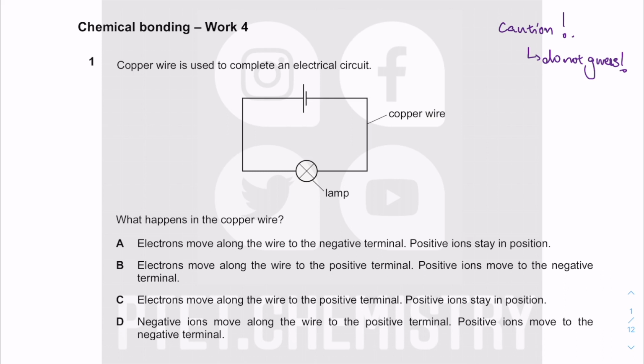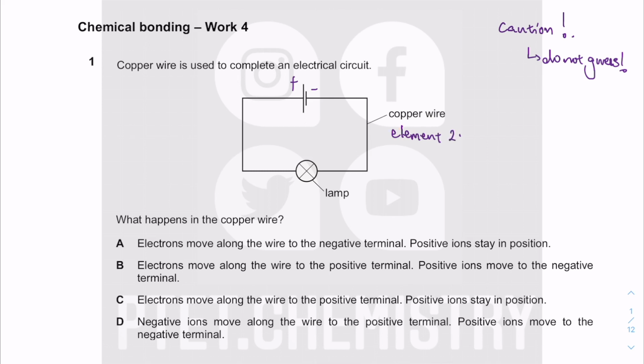So copper wire is used to complete an electrical circuit. This is an electrical circuit symbol which you will have done in lower secondary. The short one represents the minus terminal, the long one represents the plus terminal. Anyway, copper is a metal, in the transition metal series. Transition metals are that huge block that separates group 2 and group 3 in the periodic table.